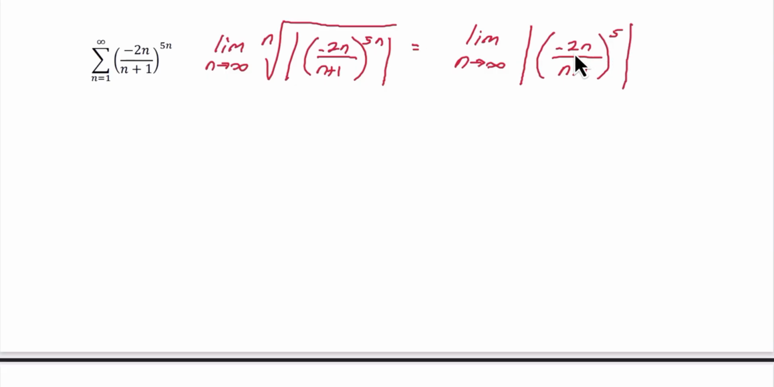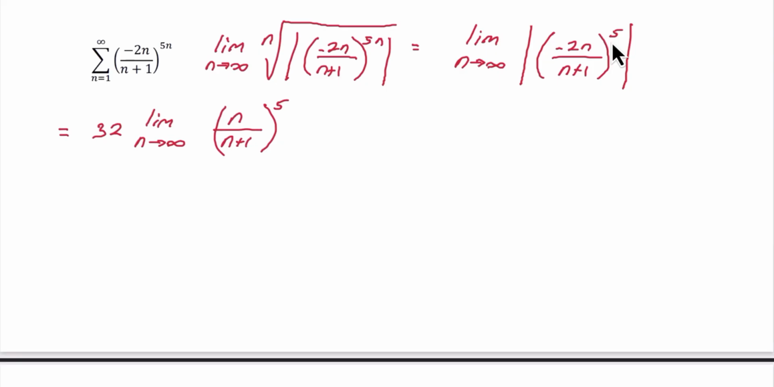At this point, notice we have negative 2 to the 5th power. That's negative 32, and it's inside the absolute value. So that's really positive 32. Since that's a constant, let's pull it out front so we can focus on the n's. We now have n divided by n plus 1 to the 5th.